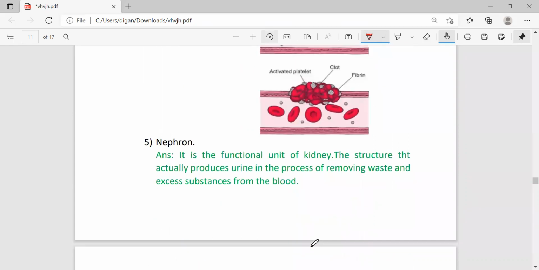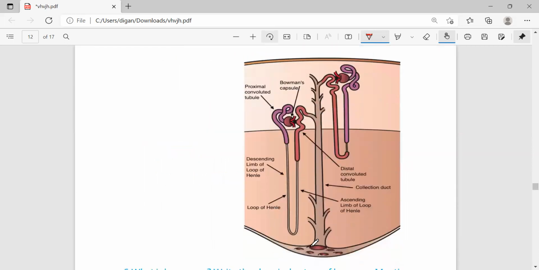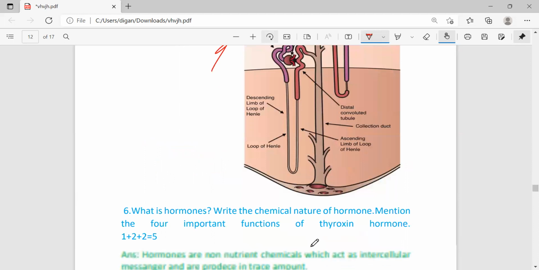Next is nephron. It is the functional unit of the kidney and the structure that actually produces urine in the process of removing waste and excess substances from the blood. And this is the structure of the nephron. So this diagram is also very important. Sometimes only the diagram will come, so you remember the diagram.